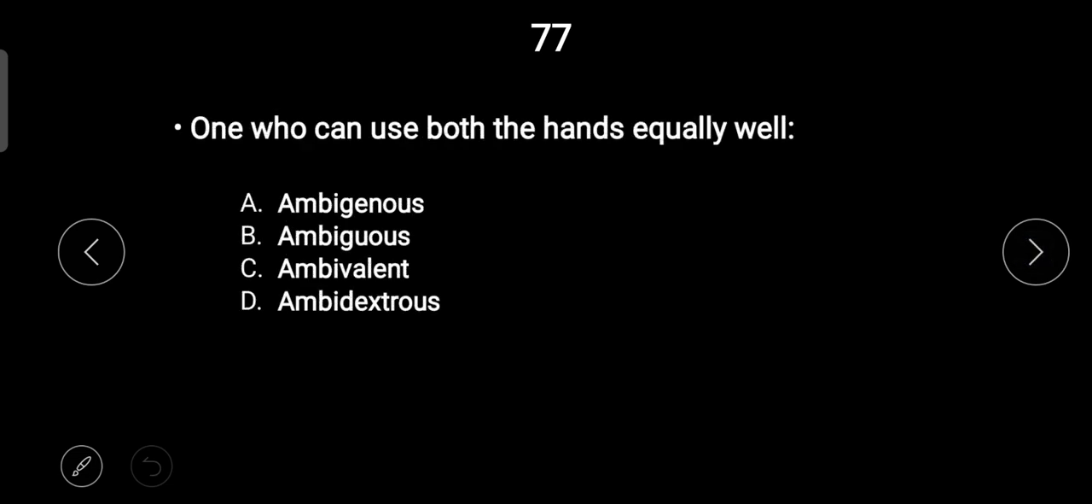77. One who can use both hands equally well.